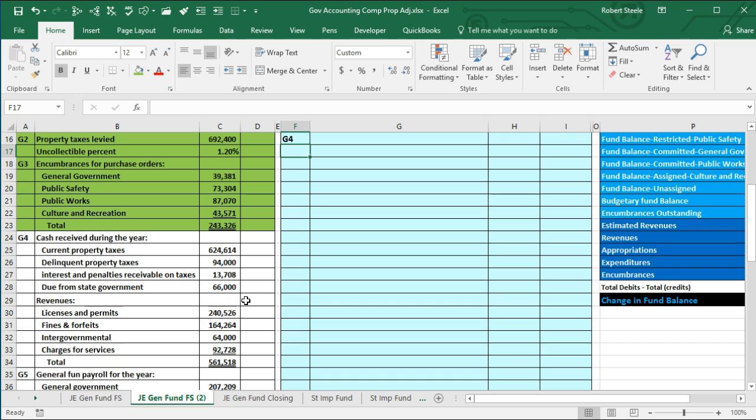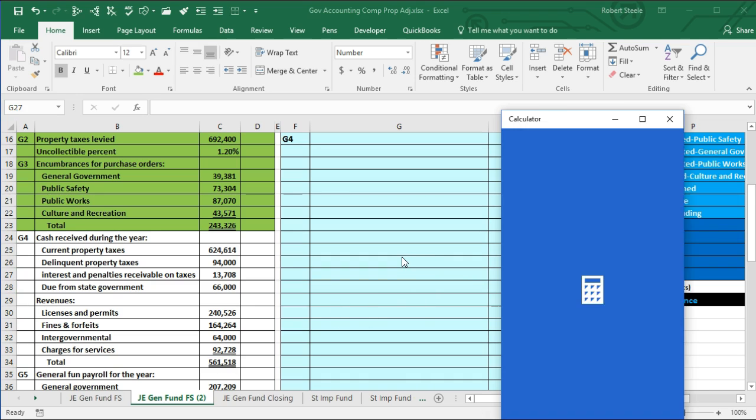Then we had revenues. The revenues being, and again, we're the state, so these are money coming to us, revenues of license and permits, fines, forfeitures, intergovernmental charges, and charges for services. Therefore, the total is going to be the sum of these plus this item here. That's how much money that we got.